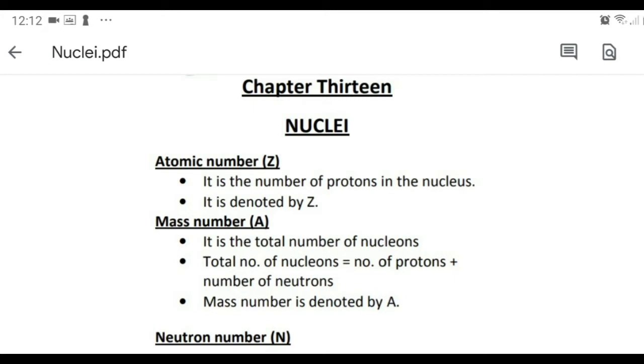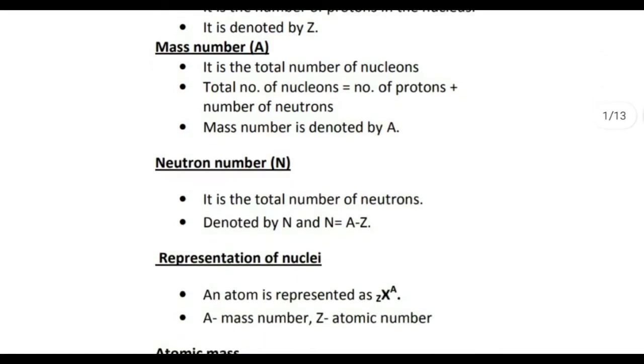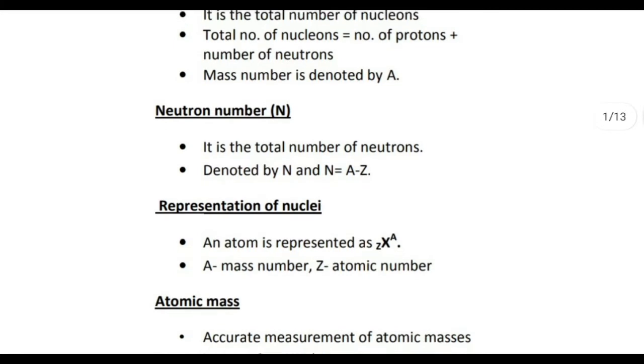Now let's discuss each point. Atomic number is the number of protons in the nucleus and it is denoted by the letter Z. Mass number is the total number of nucleons. So the total number of nucleons means number of protons plus number of neutrons, and mass number is denoted by the capital letter A. Now, neutron number is represented by capital letter N. It is the number of neutrons.